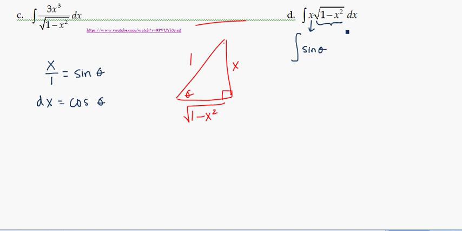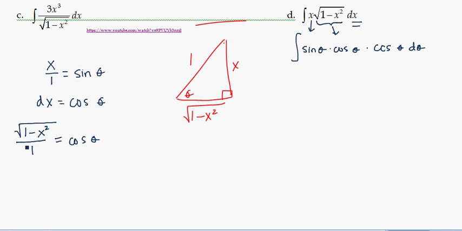I need an expression for my square root of 1 minus x squared. And again, we want to just take full advantage of the right triangle. I don't want to have to use the Pythagorean identity. So can I directly find a ratio that uses the square root of 1 minus x squared over 1 to make it easy to solve for that, right? And so that's going to be the adjacent over the hypotenuse. So that's the cosine. So this piece is cosine of theta. And then finally, the dx is cosine theta d theta.